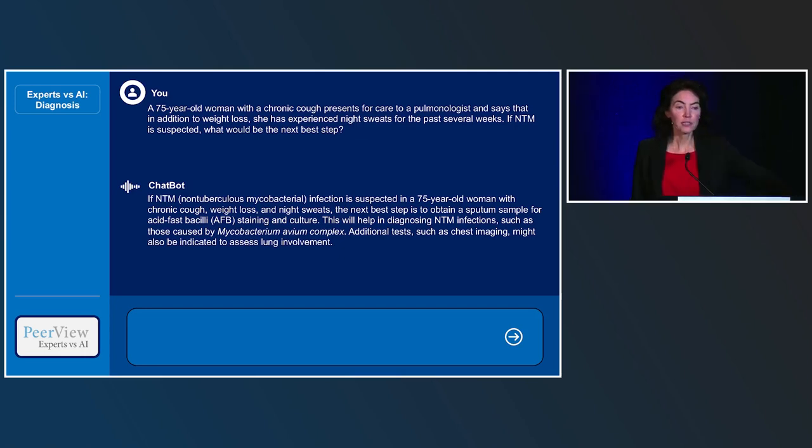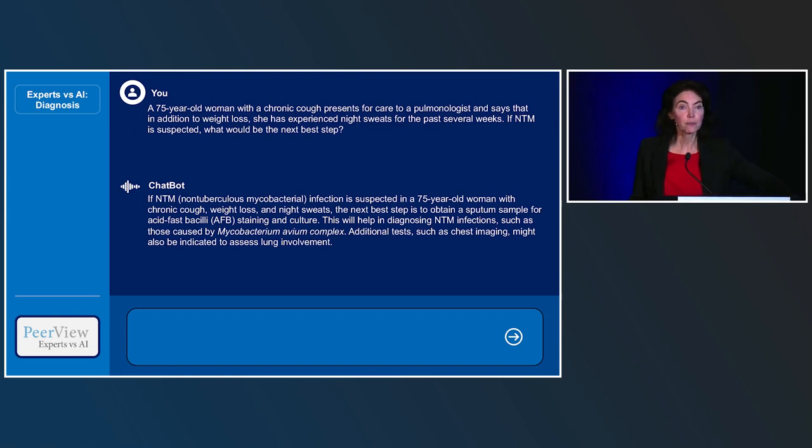So it says, if NTM infection is suspected in a 75-year-old woman with a chronic cough, weight loss, and night sweats, the next best step is to obtain a sputum sample for acid-fast bacilli staining and culture. This will help in diagnosing NTM infections, such as those caused by Mycobacterium avium complex. Additional tests, such as chest imaging, might also be indicated.